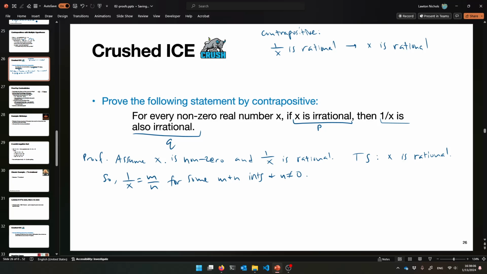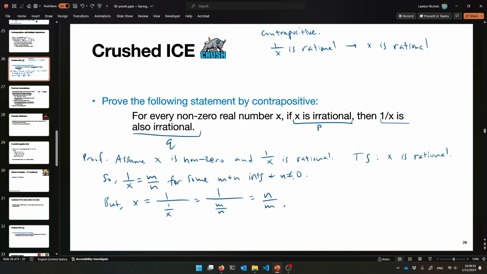Okay. So I need to show that x is rational. What is x? That's the inverse of this. x is equal to 1 over 1 over x. Does that make sense? That's totally fine. Which is equal to, I know that 1 over x is equal to m over n, so it's 1 over m over n, which is just the flip of it, which is equal to n over m. That's what x is. x is equal to n over m.